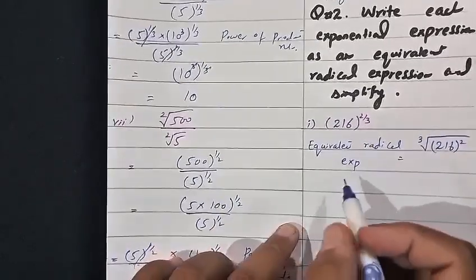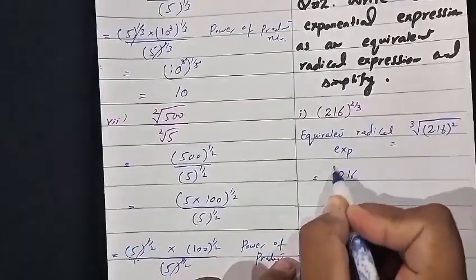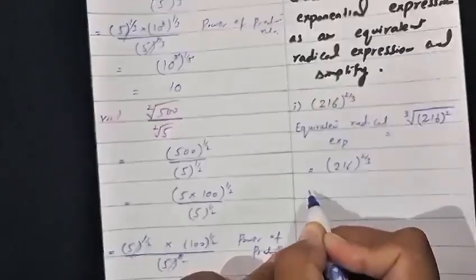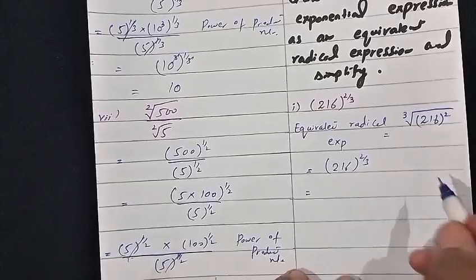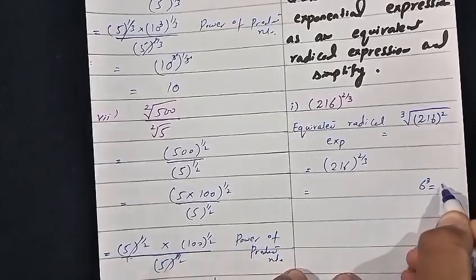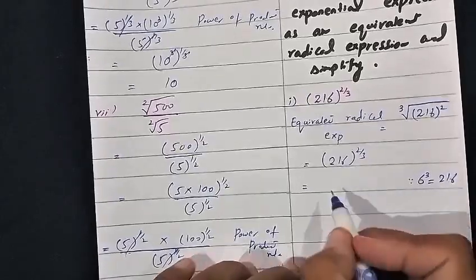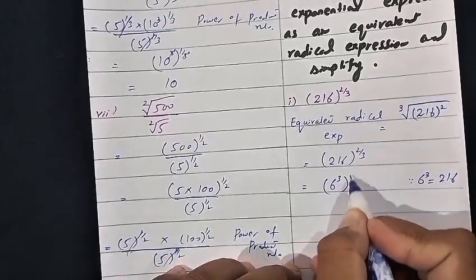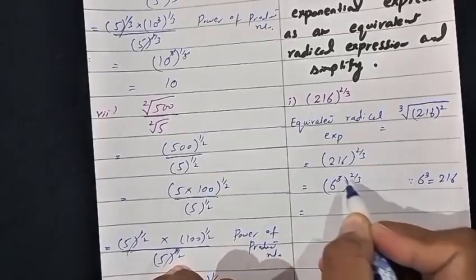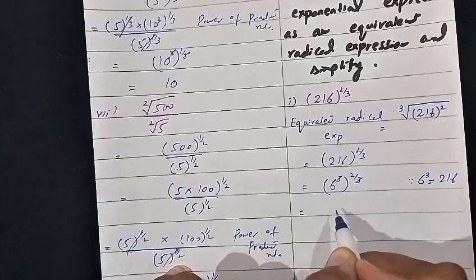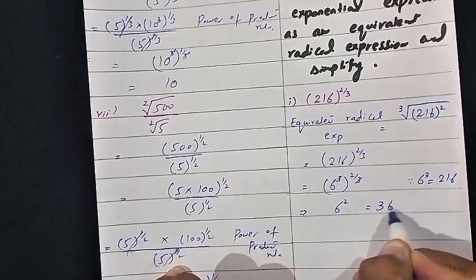Now we simplify the exponential expression, that is 216 whole power 2 by 3. So here we write 216 as a factor of 6, that is equal to 6 cube. So we replace 216 with 6 cube, that equals 6 cube whole power 2 by 3. Here 3 power in numerator and denominator cancel each other, so the answer is 6 square, that equals 36.